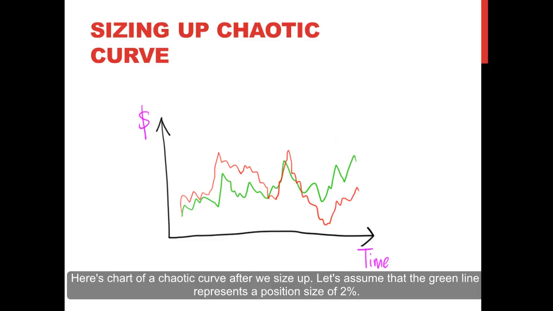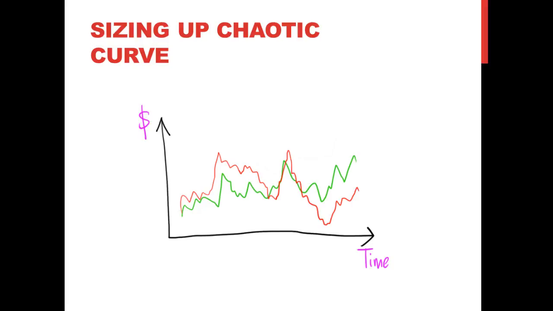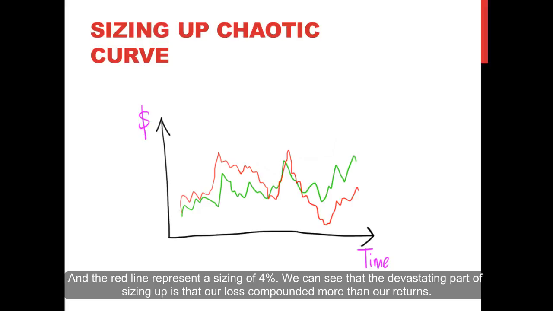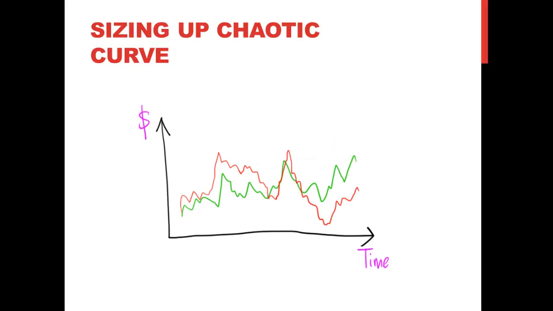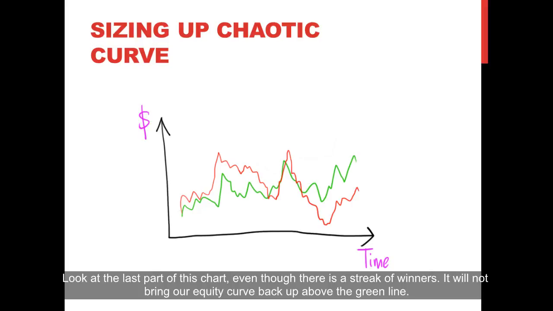Here's a chart of a chaotic equity curve after we size up. Let's assume that the green line represents a position sizing of 2% and the red line represents a sizing of 4%. We can see the devastating part of sizing up is that our loss is compounded more than our returns. Look at the last part of this chart.